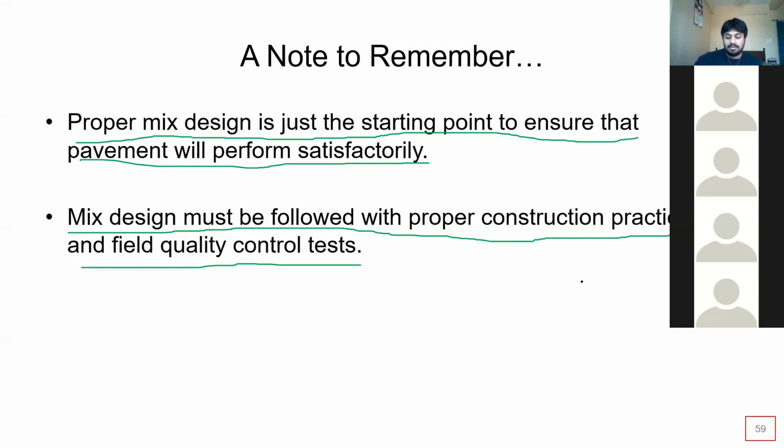Okay, so whatever method you use, spitting or checking with a thermometer, you have to check the temperature. Otherwise all this mix design will go in vain. Okay, so proper construction practice should be there, and field quality control tests. Without this it's not going to help anyway.